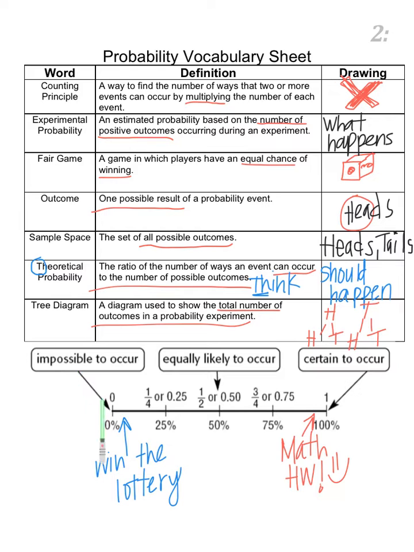And down below I have some events. So win the lottery, it's not quite at 0 because it could happen, but it's on the lower end, close to impossible to occur. Math homework, I put that on the upper end, so more certain to occur. But with probability, you could see percents, decimals, or fractions.